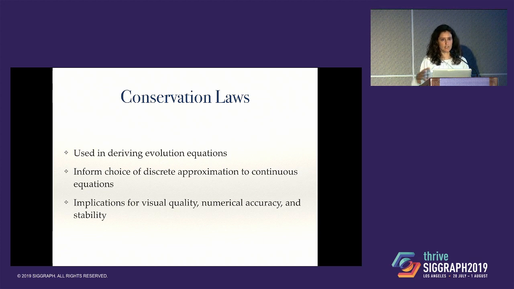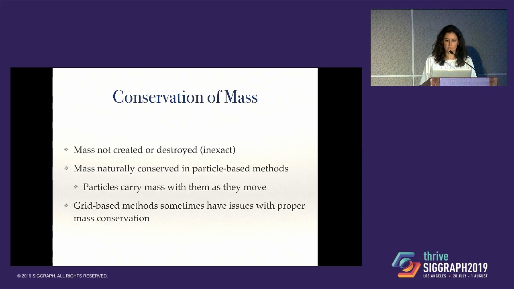But then when we go to actually simulate those, we're going to have to discretize them, and that's a whole field of study. And there are many different types of choices you can make in constructing a discrete method to approximate continuous equations. Taking into account conservation laws can be an important thing to do when constructing these discrete methods. So that consideration has implications for visual quality, numerical accuracy, and also what's called numerical stability.